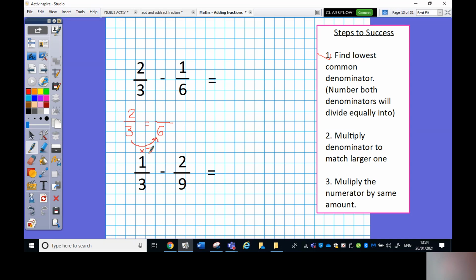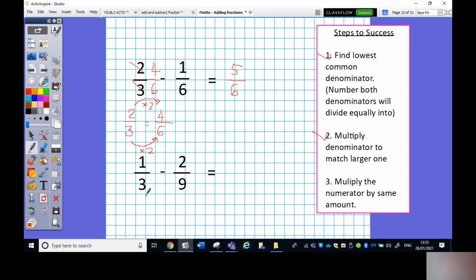Multiply it by. Excellent. The third one. Good. Multiply it by. And the answer is good. Do I finish there? No. So I found my equivalent fraction, which is 4/6. And the answer is, tell me. Excellent, 5/6. Well done.